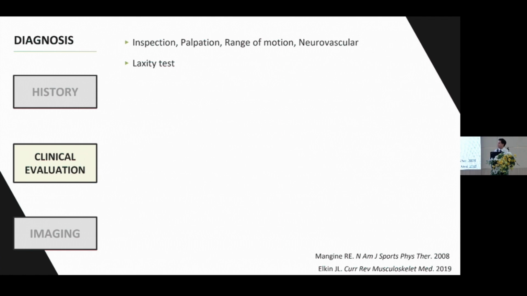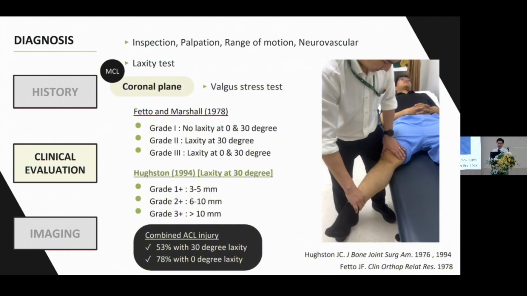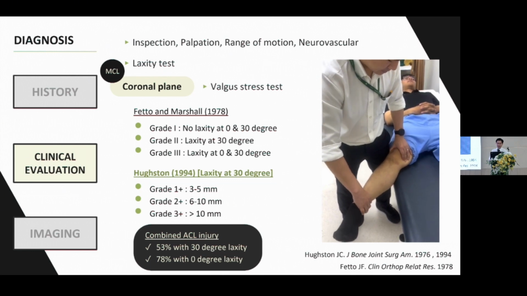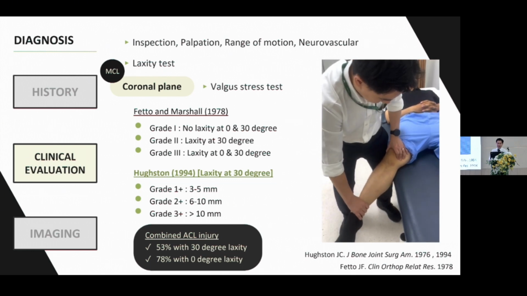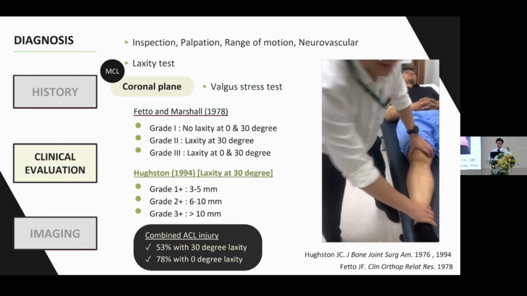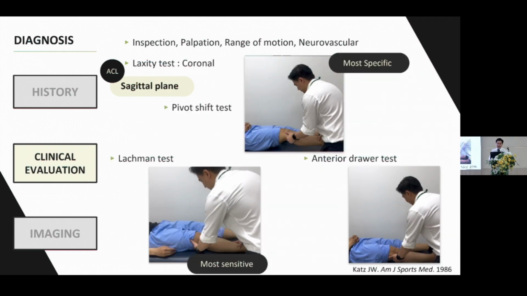After the basic knee exam, we need laxity testing. The first test is the valgus stress. It has been described by Fetto and Marshall and graded by Hughston, which measures the laxity at 30 degrees and measures the medial joint opening. Next are the tests for the ACL: pivot shift test, Lachman test, and anterior drawer test.